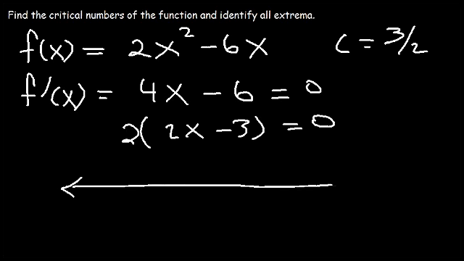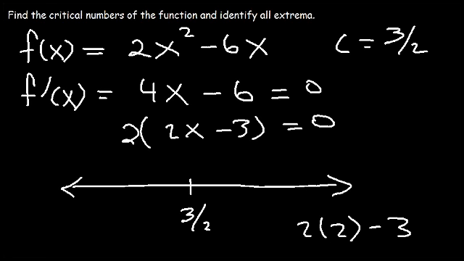Now what you want to do at this point is write it on a number line. Let's pick a number that's greater than 1.5. Let's say 2. If we plug 2 into the first derivative, is it going to be positive or negative? 2 times 2 minus 3, 4 minus 3, is a positive number. So it's going to be positive on the right side. And this is the sign of the first derivative. What we're doing here is the first derivative test. Remember, if it changes from positive to negative, then we have a local maximum. If it changes from negative to positive, then the function has a local minimum.